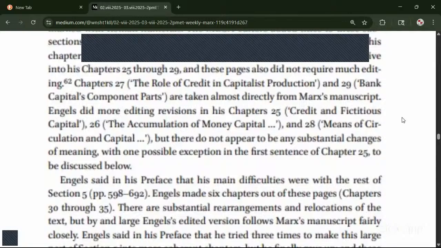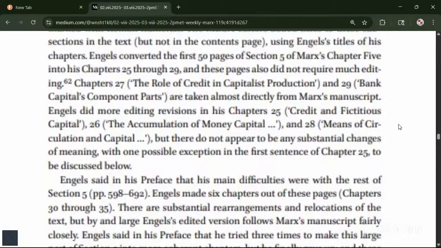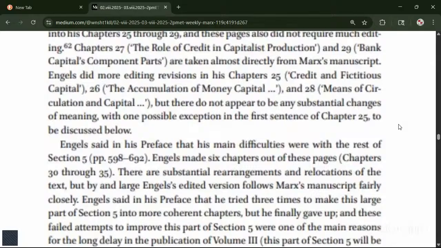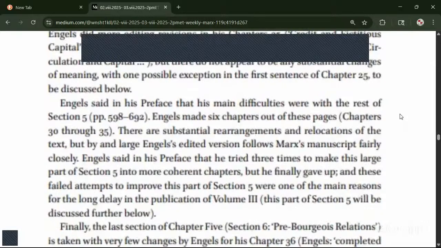Engels made 6 chapters out of these pages, that is, chapters 30 through 35. There are substantial rearrangements and relocations of the text, but by and large, Engels' edited version follows Marx's manuscript fairly closely. Engels said in his preface that he tried 3 times to make this large part of Section 5 into more coherent chapters, but he finally gave up.